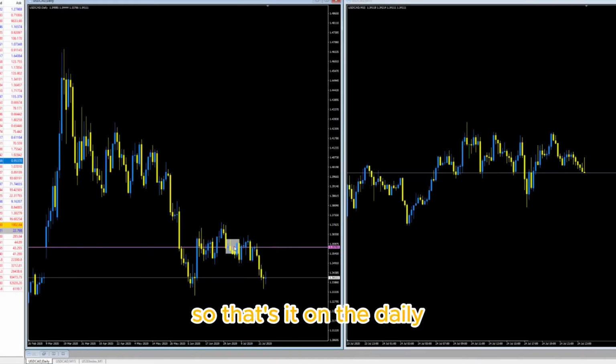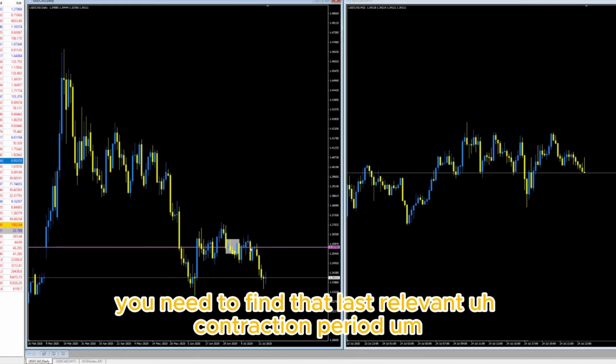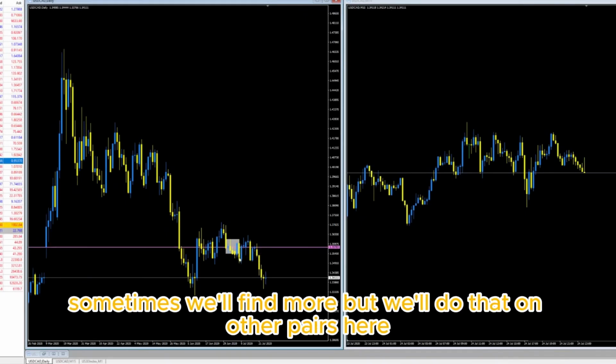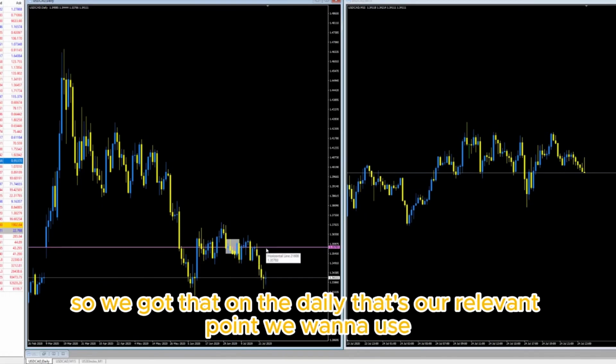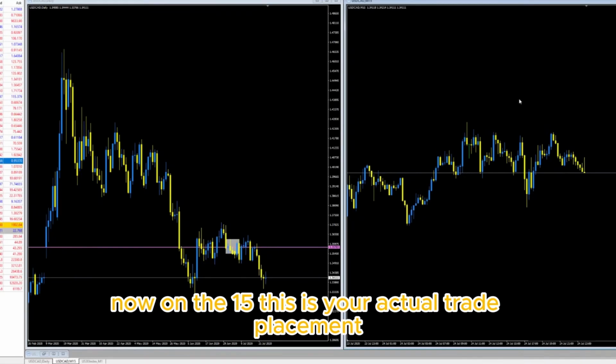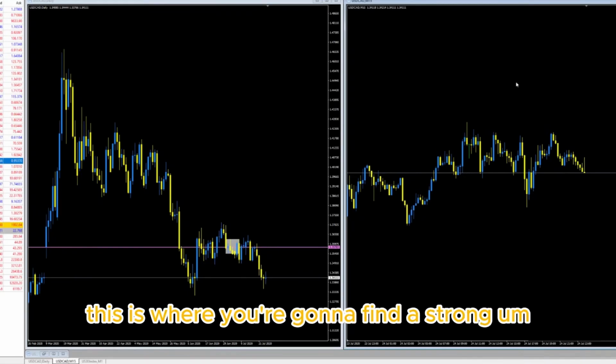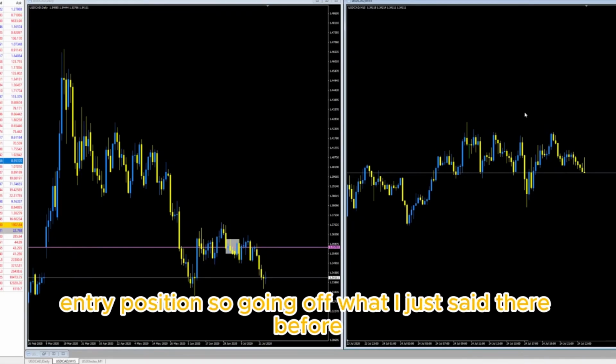So that's it on the daily. That's really all you need to do. You need to find that last relevant contraction period. Sometimes we'll find more, but we'll do that on other pairs here. So we got that on the daily. That's our relevant point we want to use. Now on the 15, this is your actual trade placement. This is where you're going to find a strong entry position.